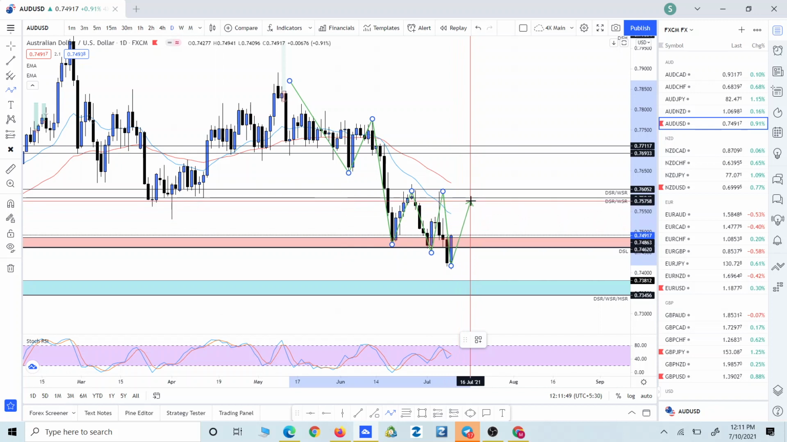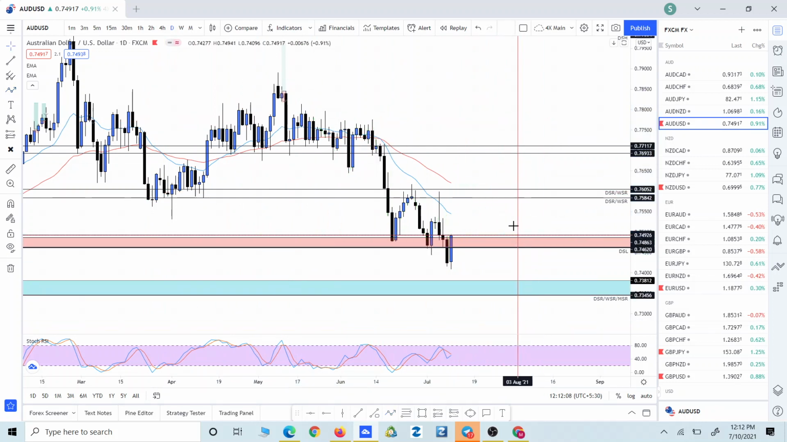But if the price doesn't follow our analysis and completely turns bullish and closes above this price, then we will shift our bias to bullish, and in that case we will be waiting for the price to retrace back into this resistance turn support zone, and we will look for bullish trades. So that's the analysis on the AUDUSD.